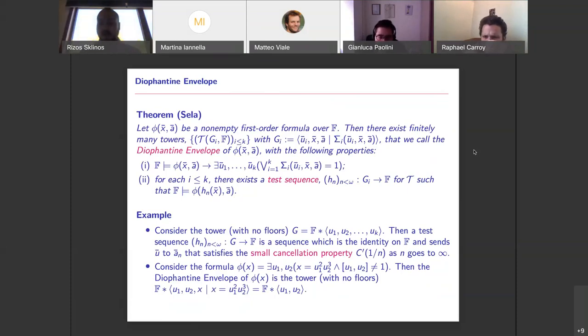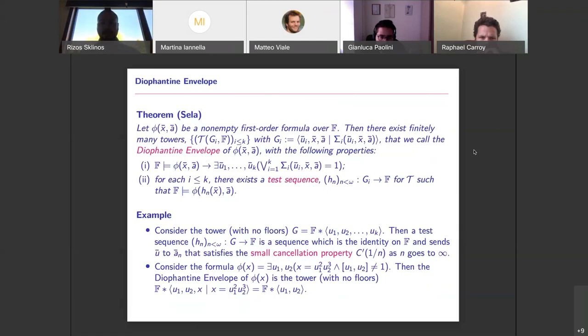Now, a test sequence in this case is a sequence that stays the identity on F and sends U to a tuple AN such that this tuple AN satisfies small cancellation C prime 1 over N as N goes to infinity. These small cancellation properties have been well studied by geometric group theorists and before that combinatorial group theorists. What does the small cancellation property say?